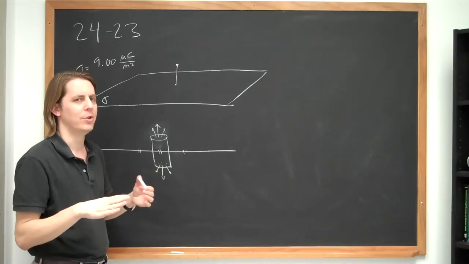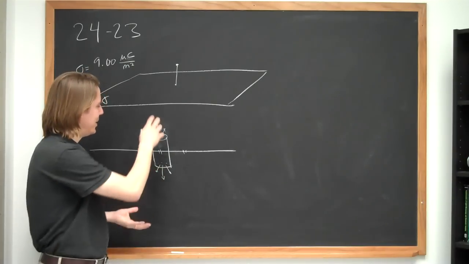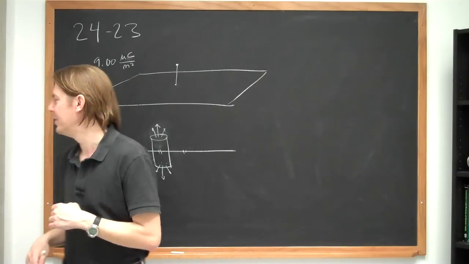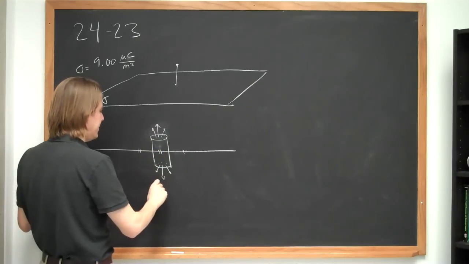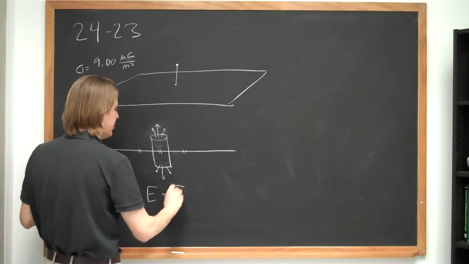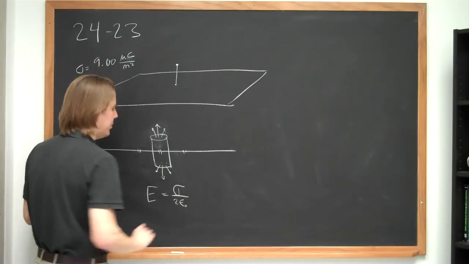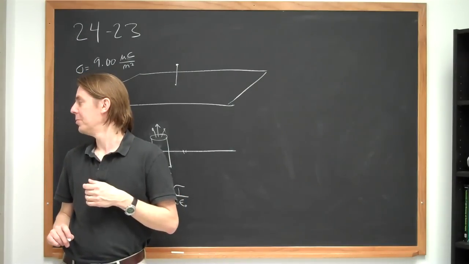You need to kind of learn when to do that. In a quiz or an exam, we would probably be a little bit more explicit about letting you know that you need to treat this as an infinite sheet of charge. The electric field above an infinite sheet of charge is E = sigma over 2 epsilon naught. So you can just memorize that, or look it up, or whatever you want to do.